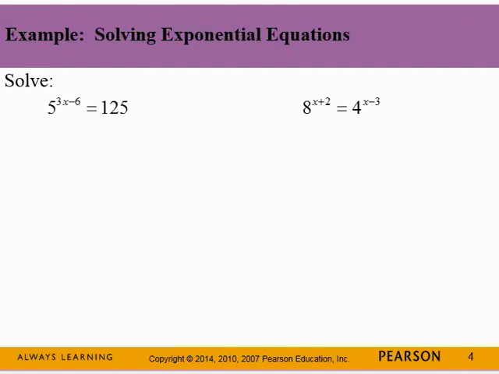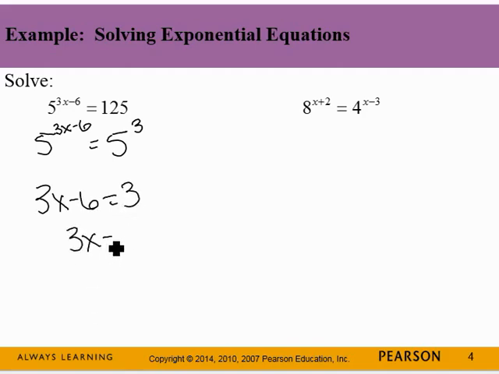So if we look at this, let's do the first one. 5 to 3x minus 6 equals 125. You know you have to have the same base. So 5, you want to think to yourself, 5 to what power gives you 125? In this case, it's 5 to the third power. So step 2 was to set your m equal to your n and solve. You have x equals 3.